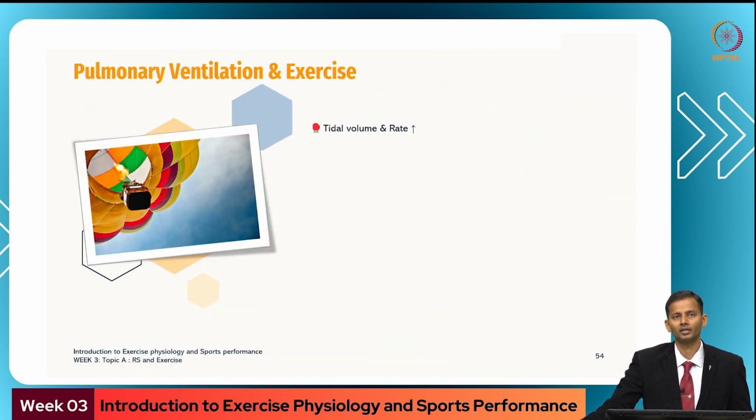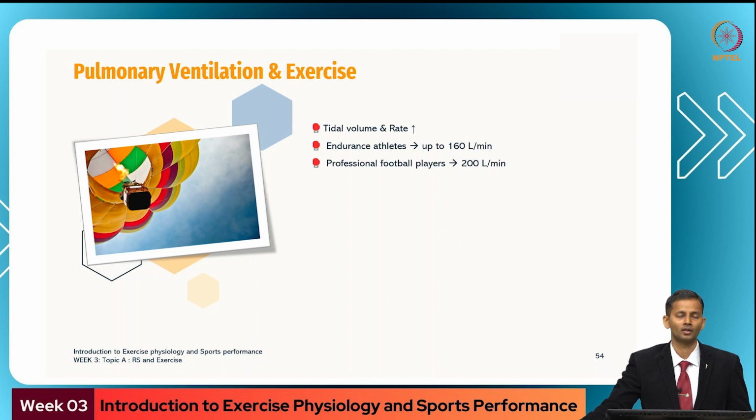What about pulmonary ventilation? We saw that there is increase in both tidal volume, that is depth, as well as the rate of ventilation. In endurance athletes, this can go even up to 160 liters per minute. In certain football players, where the matches last for 90 minutes and there is a more predominant aerobic capacity, where the need is also high, it is found that pulmonary ventilation can reach up to the level of 200 liters per minute in these individuals.